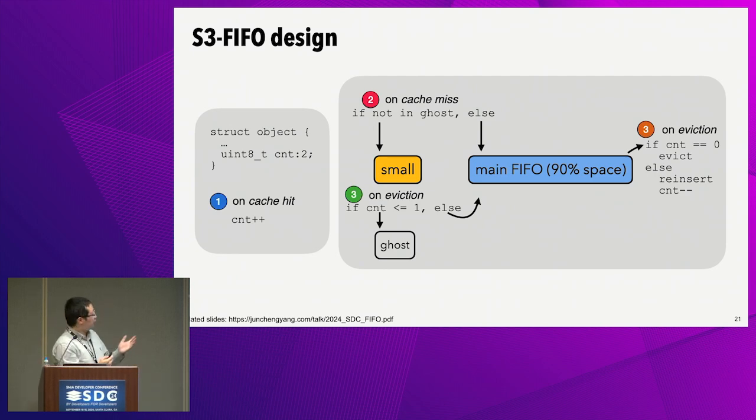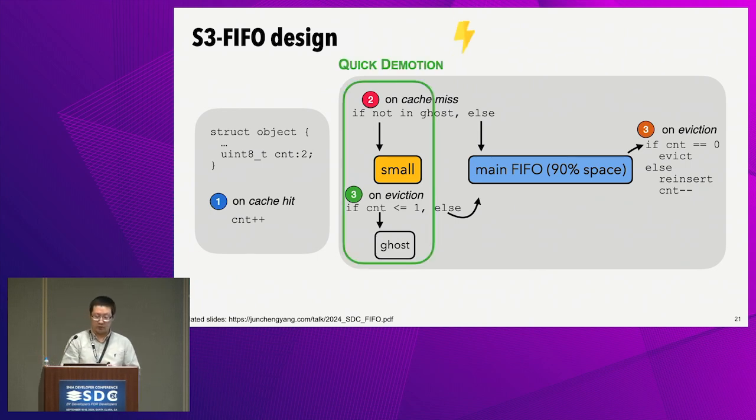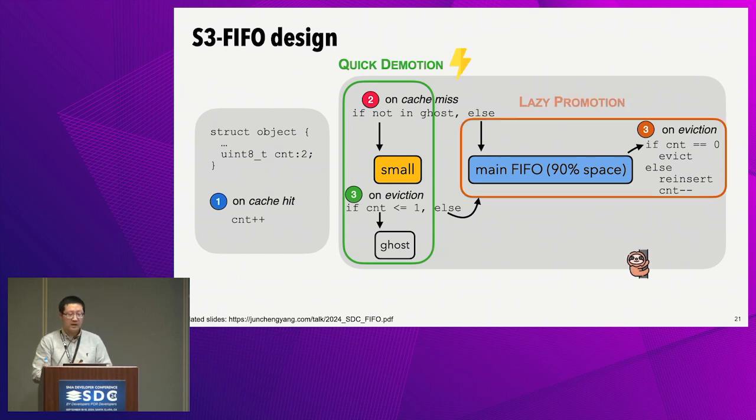If you look at this algorithm and think about the two techniques I mentioned a few minutes ago, one is quick demotion, one is lazy promotion. The small FIFO queue is used for quick demotion, because if a new object does not get a second request in the small queue, then it gets evicted very quickly. So it doesn't need to traverse the whole cache before it gets evicted. And the main FIFO queue uses lazy promotion, because it uses reinsertion to keep popular objects in the cache.